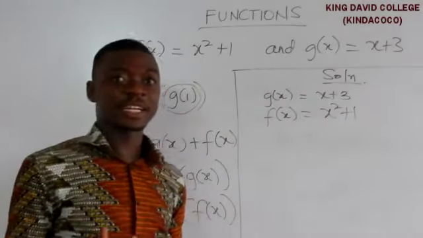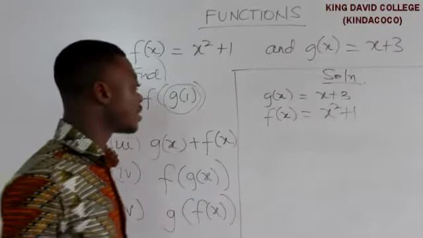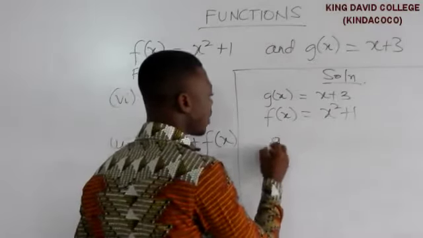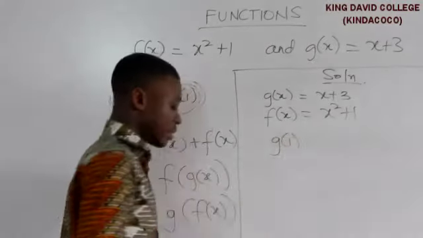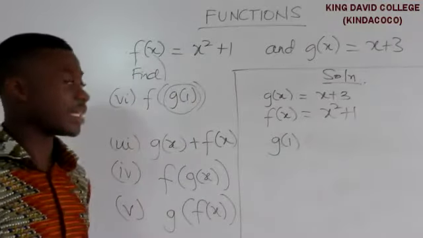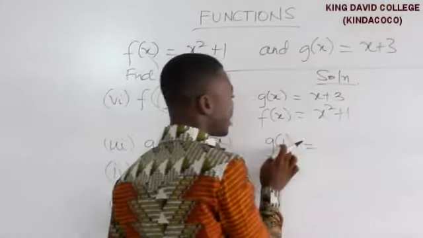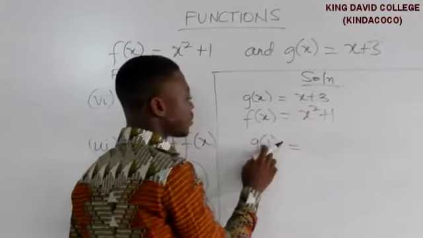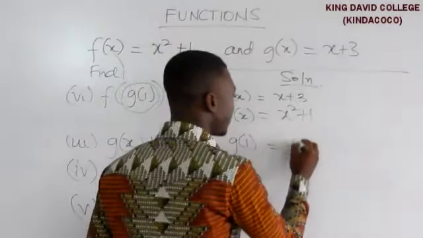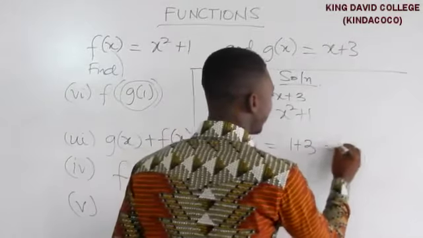What is g of 1 that they are talking about? So you need to first of all find what g of 1 is. Okay? You can find what g of 1 is. So normal stuff, g of 1, anywhere I see x, I'll put 1. So it's going to be 1 plus 3, and that's going to be 4.